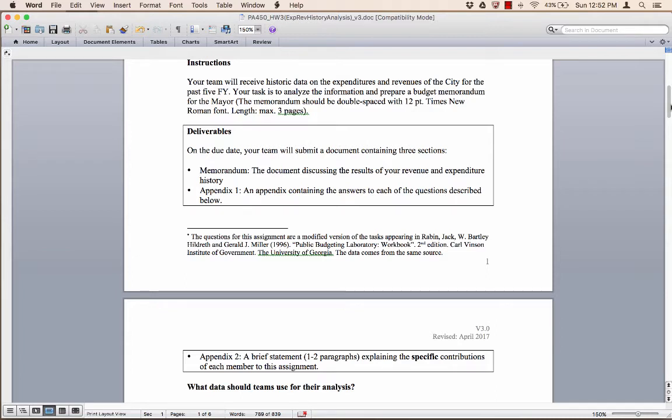This is where each member of the team will say things such as, I created the data set, or I analyzed the percentage changes, or the task that my team gave me was to prepare budget shares for the revenue side, etc. So teams will be coordinating efforts in the preparation of this assignment, but I want each of you to be accountable. So in Appendix 2, I want to see your specific contribution to the assignment.